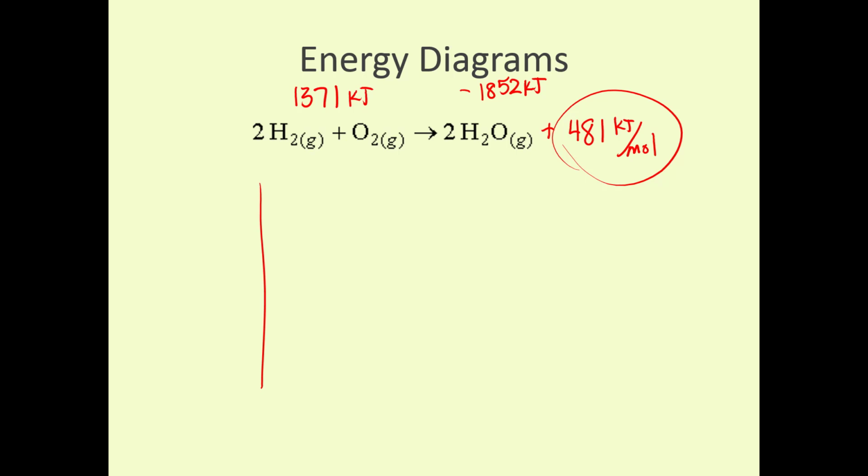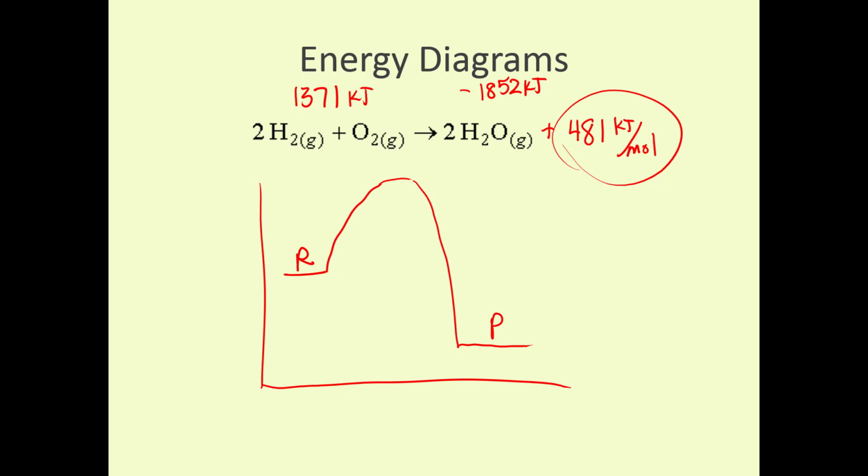So if we were to draw an energy diagram, we would label it. We'd put an R for reactants and a P for products. You have to add in 1371. You don't have to label this part. And then you'd release 1852 for products. And so then this is the delta H, which we calculated on the last slide. That's going to be here, delta H, and it's a negative 481 kilojoules.